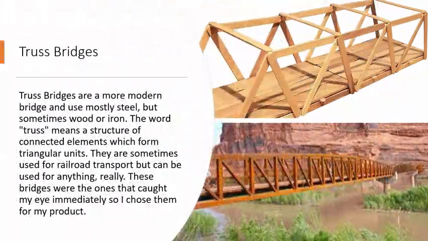Truss bridges. Truss bridges are a more modern bridge and use mostly steel, but sometimes wood or iron. The word truss means a structure of connected elements which form triangular units. They are sometimes used for railroad transport, but can be used for anything really. These bridges were the ones that caught my eye immediately, so I chose them for my final product.